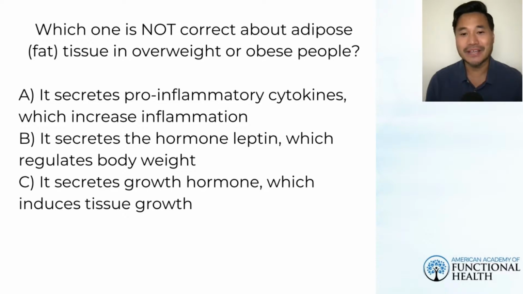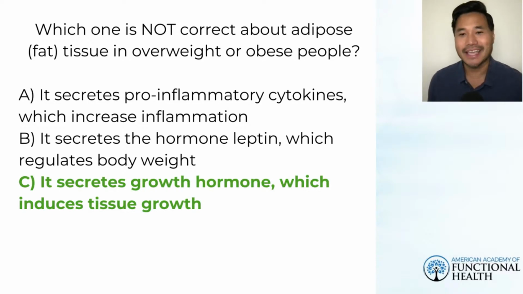All right, great. Well, if you answered C, that is the correct answer. It is C, adipose tissue does not secrete growth hormone. And we'll dive into what adipose tissue can do in terms of what it secretes and how it is correlated and can trigger neuropathy pain in your patients.